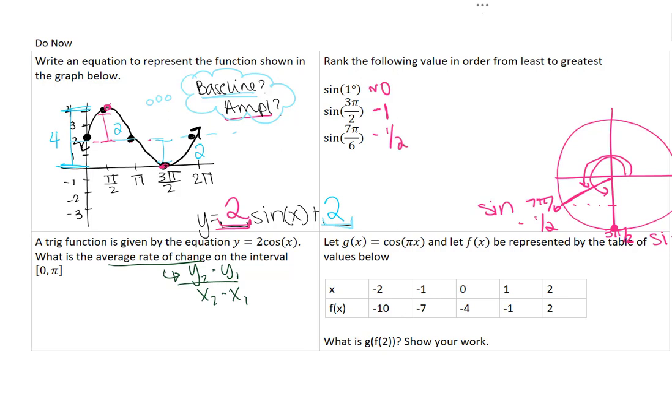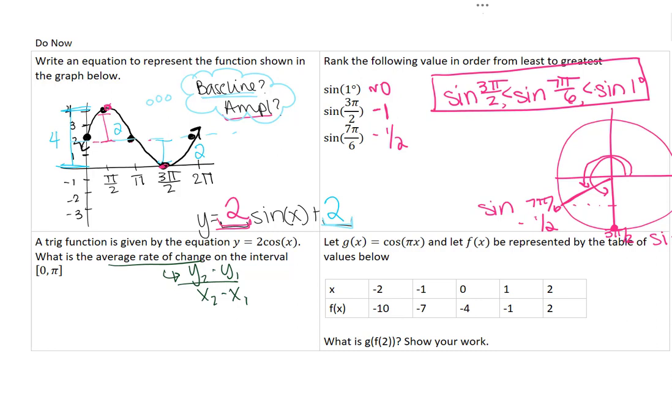So from least to greatest, our lowest value is going to be sine of 3 pi over 2, because -1 is my smallest. My next smallest value is sine of 7 pi over 6. And then I have sine of 1 degree. And we can even put inequalities in there if you want.